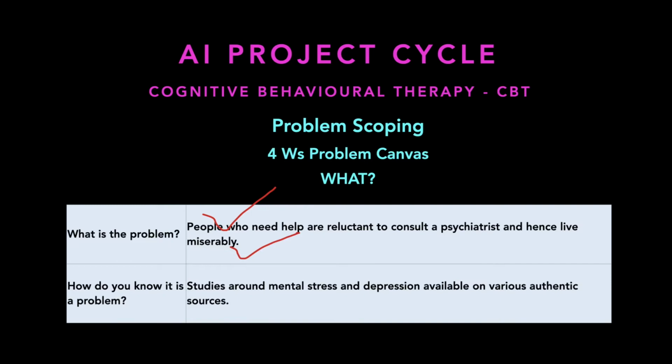Studies around mental stress and depression are available in various authentic sources, right? There are many news items, many articles, many places where these studies are already available. So that's how we know, by talking to a person or by looking at the person's behavior, that this is a problem which should be addressed, right? So with this, let us move to the next W.